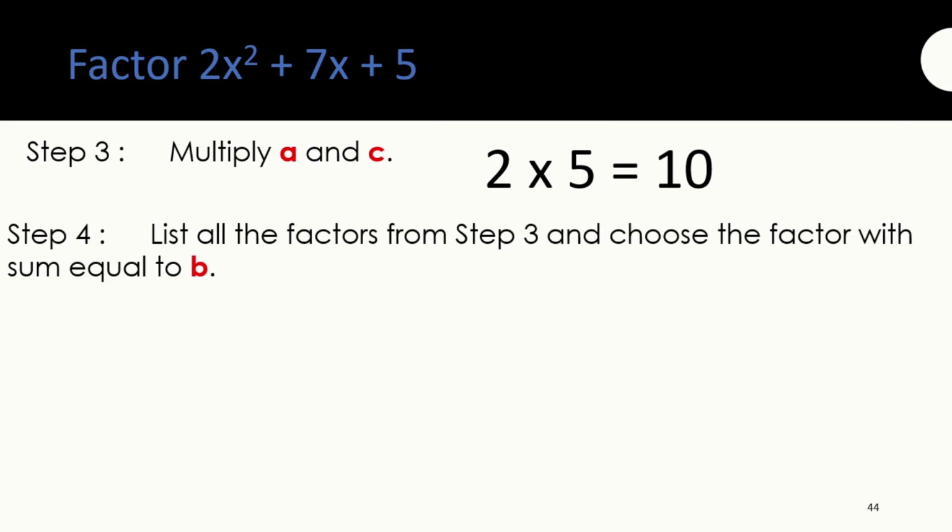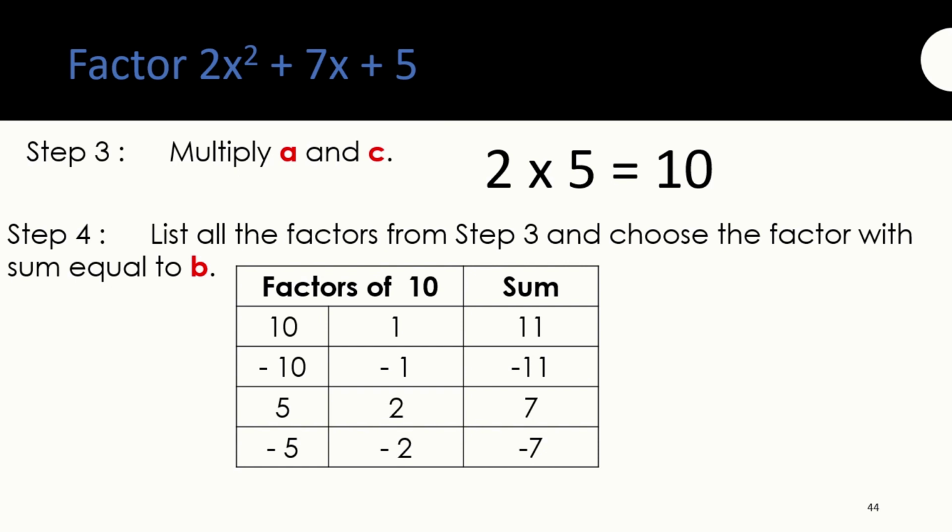Step 4, kukuha tayo ng factors ng 10 na mag-i-equal sa B. Ang B natin dito is yung 7. Okay, so factors ng 10 natin ito. And then, since kailangan natin ng sum, i-add natin siya. So, 10 times 1 is 10. 10 plus 1 is 11.